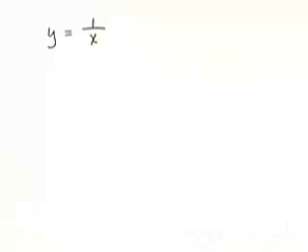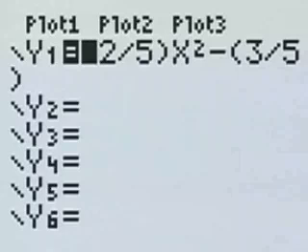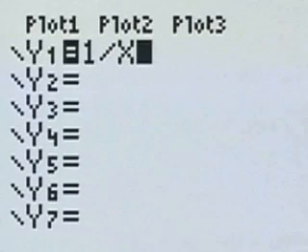Now the next graph we need to look at is y equals 1 over x. So we'll go back to the grapher, press y equals, and clear out the previous expression, and we'll put in 1 divided by x. And let's see what happens.